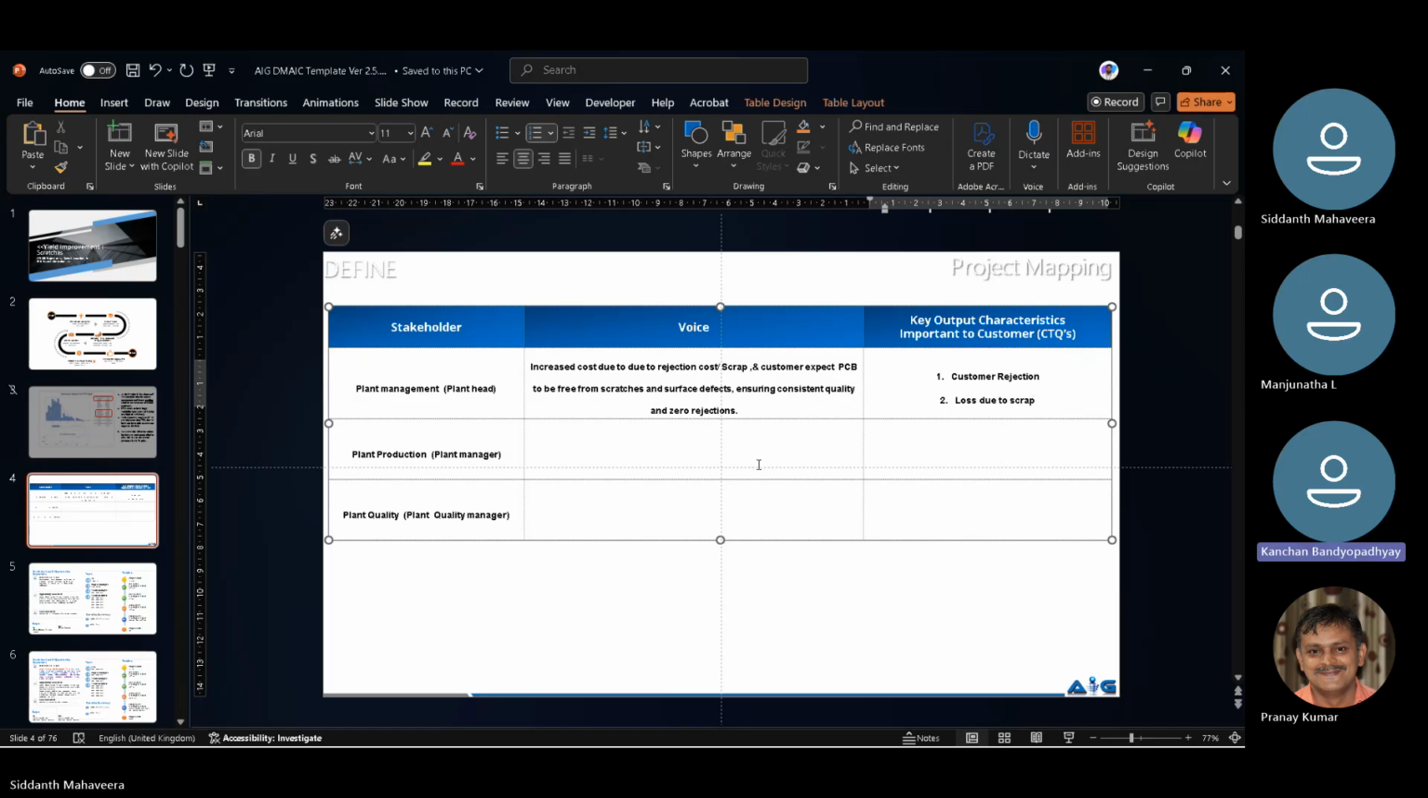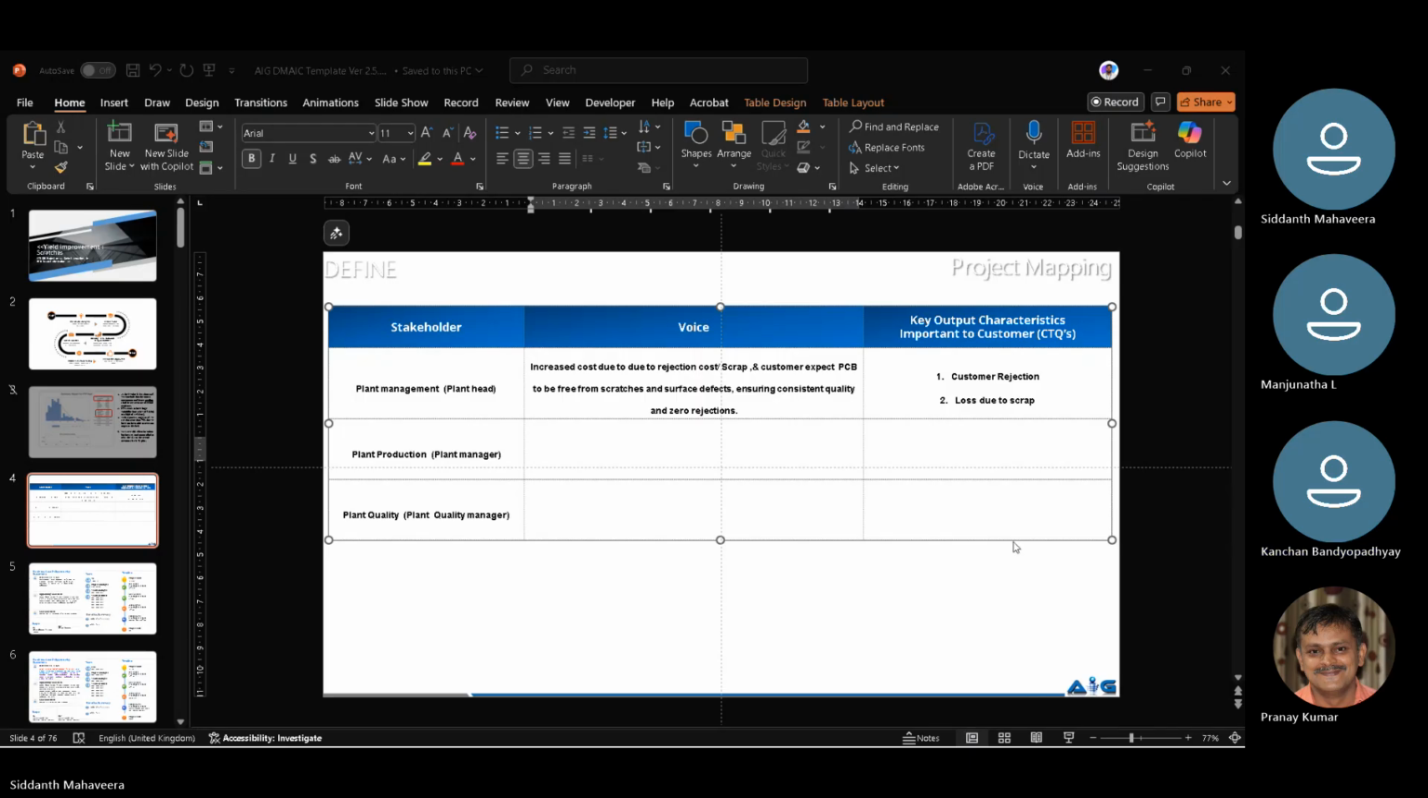Just, I'm giving you the inputs. Just check it. If it's applicable, you can put it. The same thing on chat.